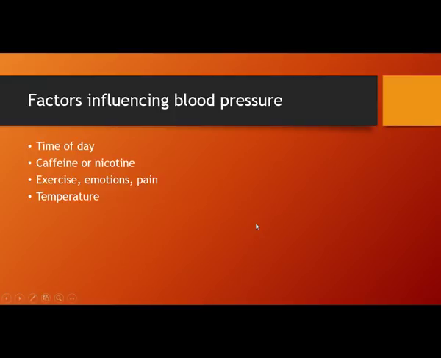Other things that affect your blood pressure would be time of day. If you're using any caffeine, nicotine, alcohol, etc. Exercise, or your general activity, what are you doing? And even your body position, emotions, pain, and your body temperature, and the temperature in the room as well.